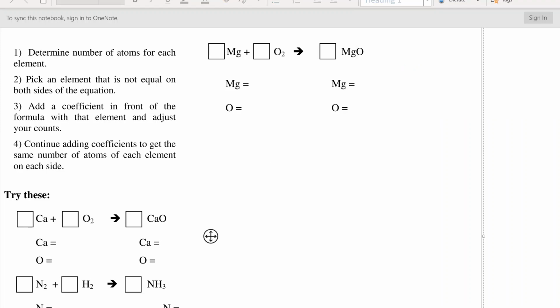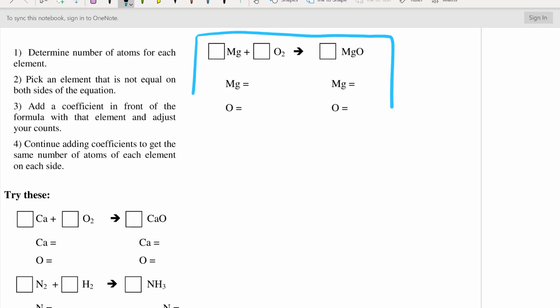Hi class, in this video we are going to talk about balancing chemical reactions. So here we have an example of a chemical reaction that is between magnesium and oxygen, right over here.